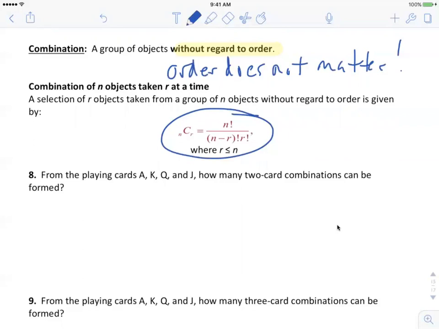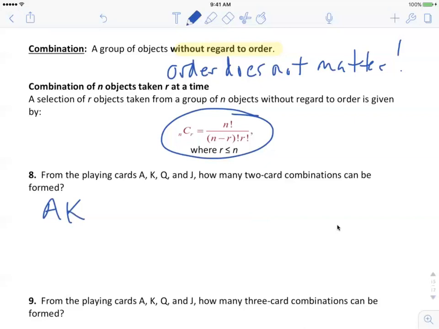But here's the idea. Number 8, it says, from the playing cards, we have ace, king, queen, and jack. So there's 4 cards in front of you. How many 2-card combinations can be formed? I can do this one just by trial and error. For example, I could take the ace and the king. Now notice here, order does not matter. Am I going to write king and ace? Nope, that's the same. So AK and KA are identical. So don't write the KA. Only AK.